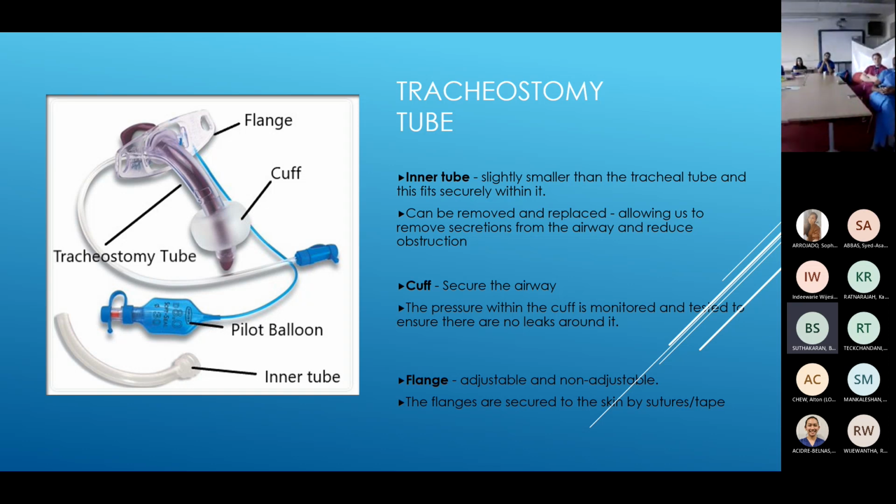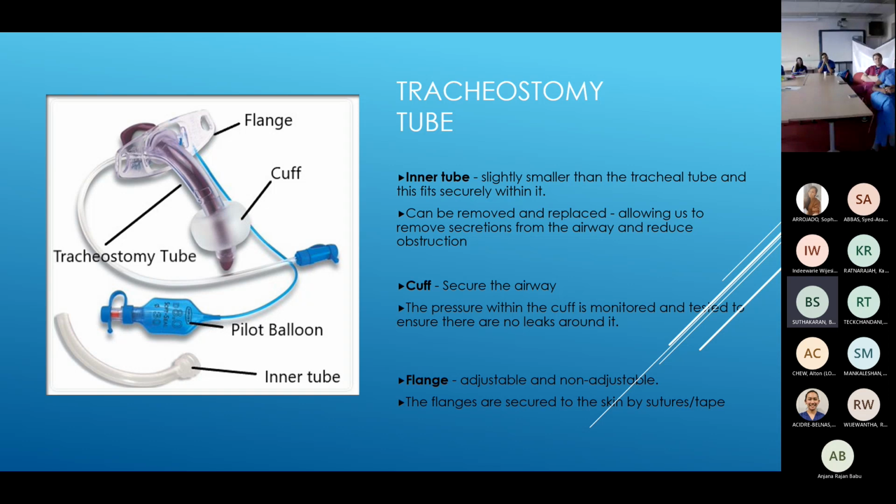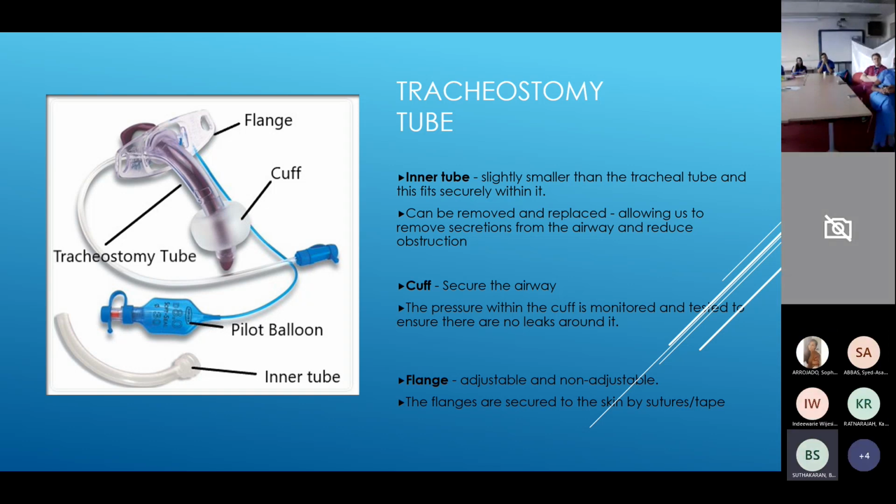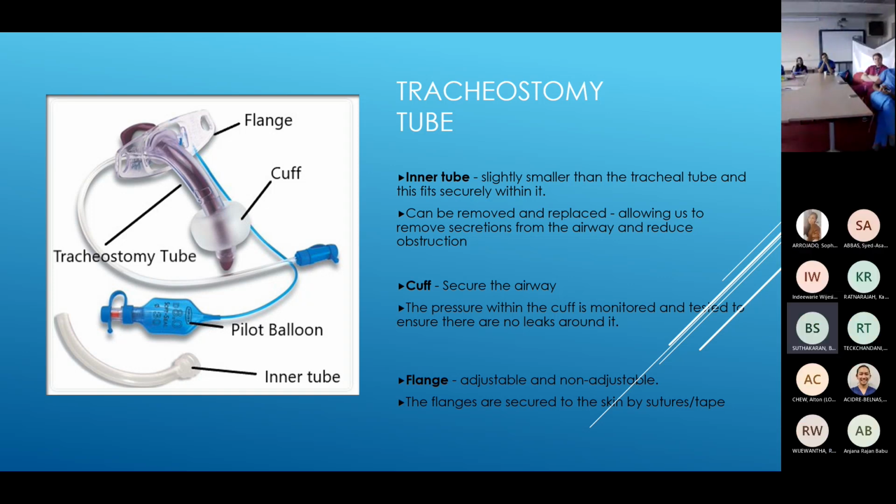Then you have the cuff. That's to secure the airway. Once the airway is in the correct position, you would inflate the cuff, and you'd have to monitor the pressure of the cuff to ensure that there aren't any leaks. But another risk is overinflation, because it can cause damage to the tracheal walls at the same time.